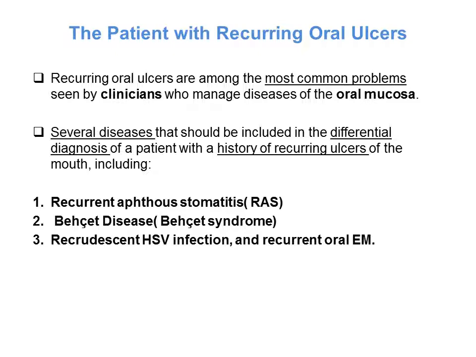Recurrent oral ulcer is a major problem seen by clinicians in the oral medicine clinic, because we can always see patients attending the clinic with recurrent oral ulcers. There are many diseases included in the differential diagnosis of recurrent oral ulceration. These are recurrent aphthous stomatitis, Behçet disease or syndrome, recrudescent herpes simplex virus infection, and recurrent oral erythema multiforme.